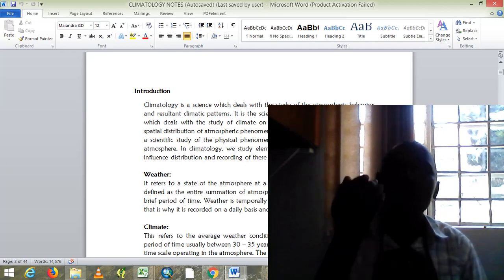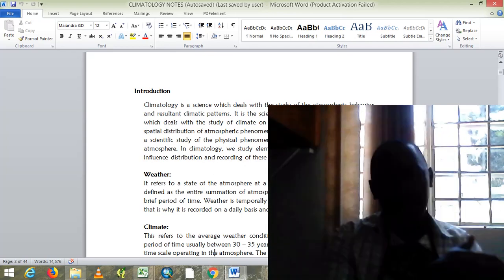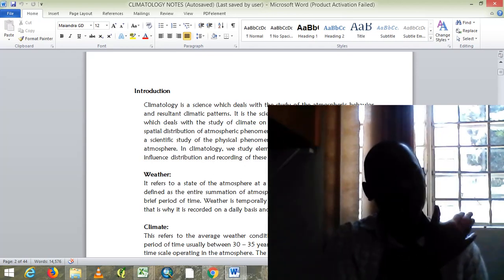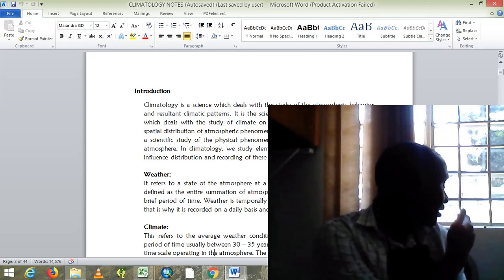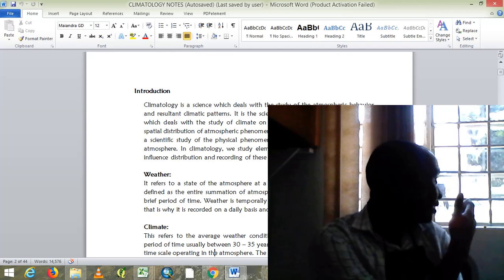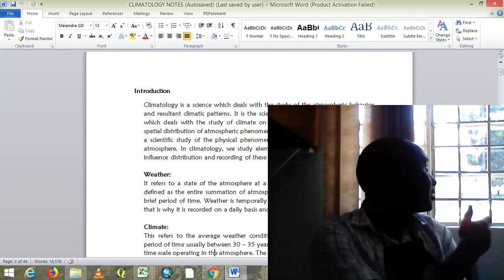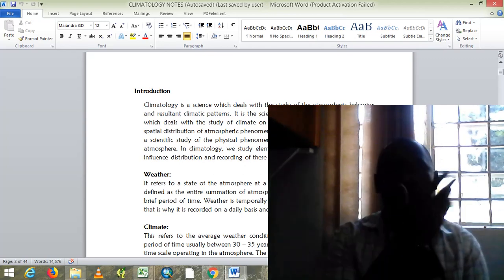Weather is not day to day, but it's the state of the atmosphere at a given time and place. Right now the atmosphere is sunny, calm. In terms of temperature, it's hot. In terms of sunshine, it's sunny. In terms of wind, it's calm. Rainfall, no. Clear blue skies, no cloud cover.